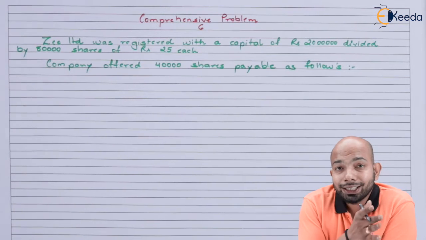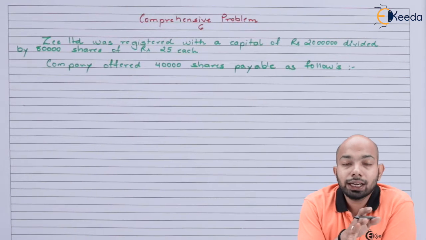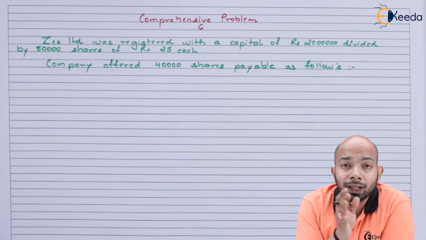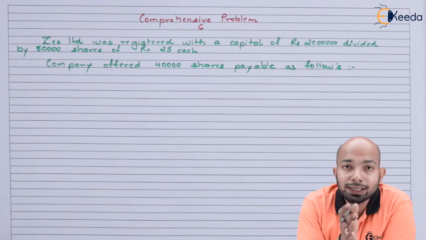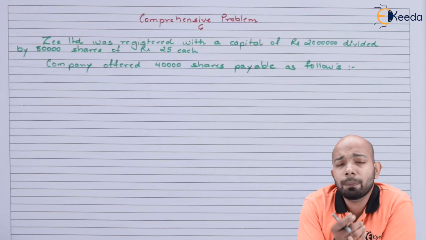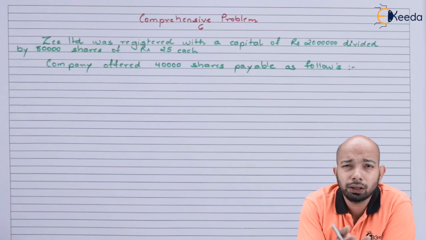Now, out of those 80,000 shares of authorized capital, they issued 40,000 shares for subscription. This subscription has happened in a specific manner. We'll understand what that manner was, like the application money, allotment money, first and final call money, etc. We'll be checking through it.